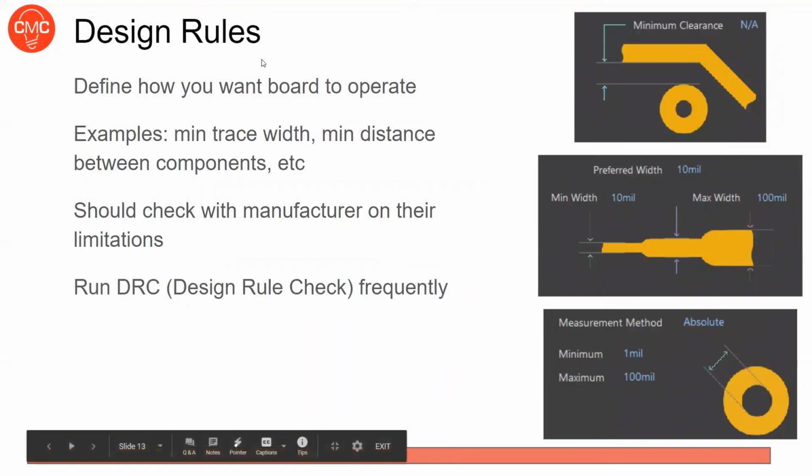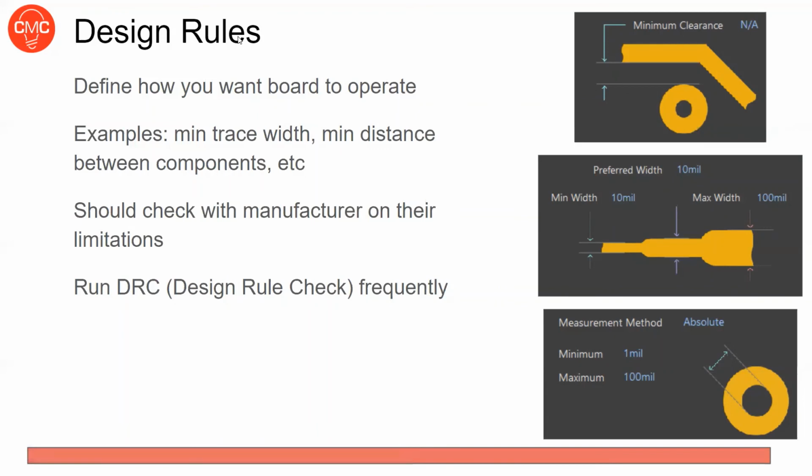Design rules. So I've been talking about rules a little bit. Basically, you can just set how you want the board to operate. You can set all these rules of how Altium, or whatever design software you're using, will operate. So you can say, okay, how close can I get? How close can I put a trace to a via, or a trace to another trace, or a trace to a power plane? How thin can my traces be?